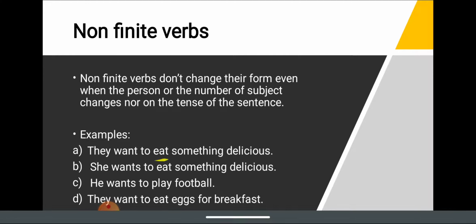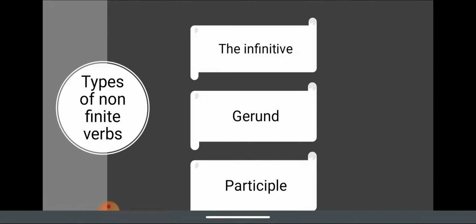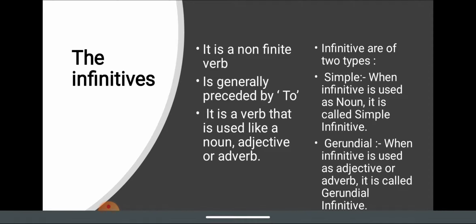In the first sentence it is eat, in the second sentence it is eat, in the third sentence play, and in the fourth sentence eat. So we can see that these verbs do not change in any way, whether the subject is changing, whether the number of the subject is changing, or whether the tense of the sentence is changing. Such verbs are called non-finite verbs. Now there are types of non-finite verbs. Basically there are three types: first is the infinitive, second gerund, third is participle.